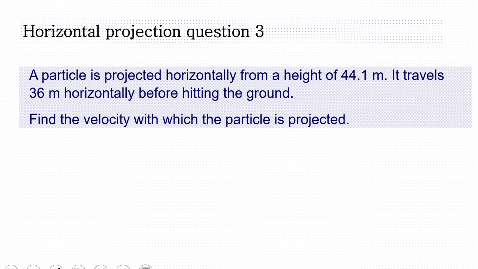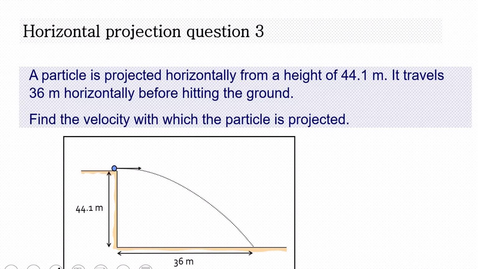Question 3 says a particle is projected horizontally from a height of 44.1 meters. It travels 36 meters horizontally before hitting the ground. Find the velocity with which the particle is projected. So you realize that they are just denying you some information and giving you some information. And in all this, we are just using the 3 equations of motion. Just summarize your information, pick the equation that fits the information you have, then use it.